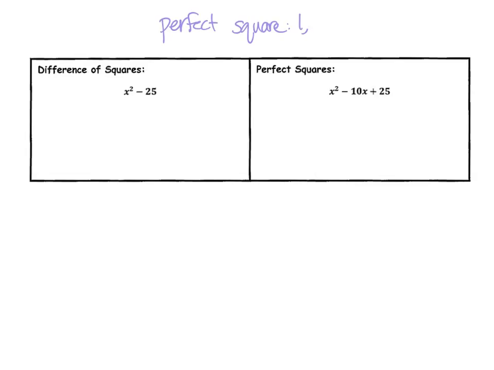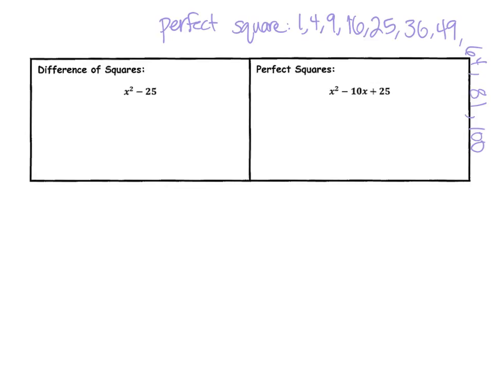1, 4, 9, 16, 25, 36, 49, 64, 81. Okay, and they usually don't go much higher than that. I mean, sometimes you'll see 144. Okay? These are all perfect squares.